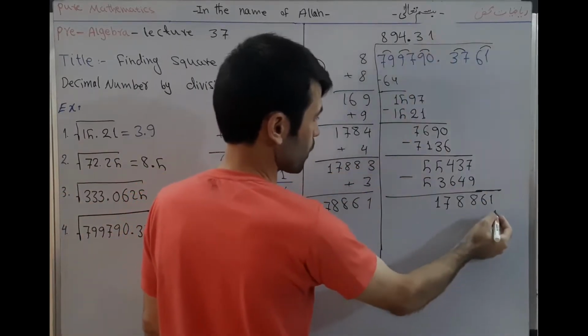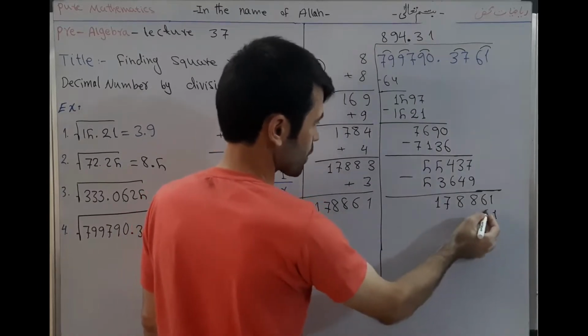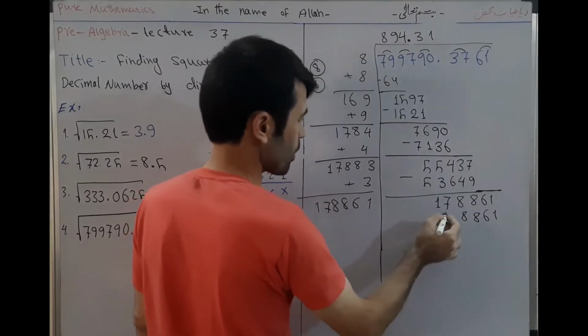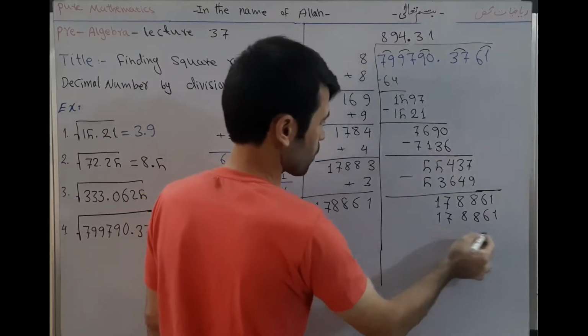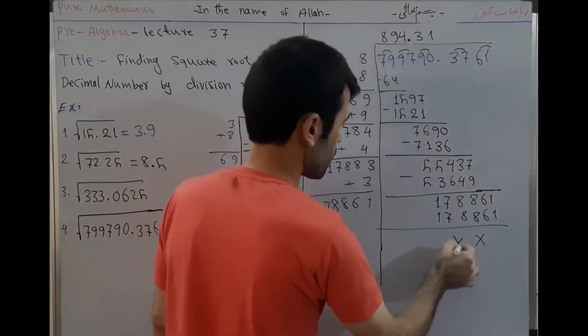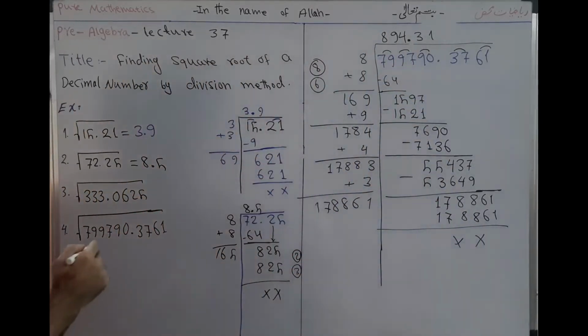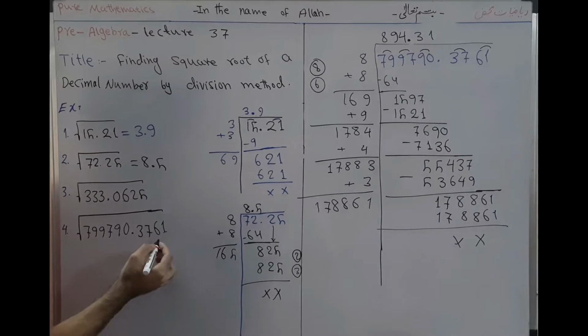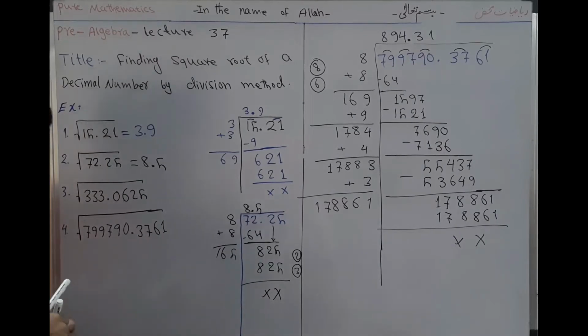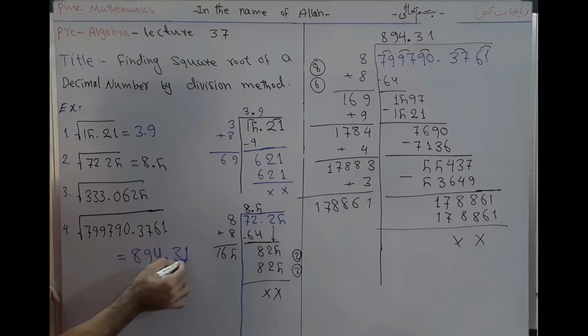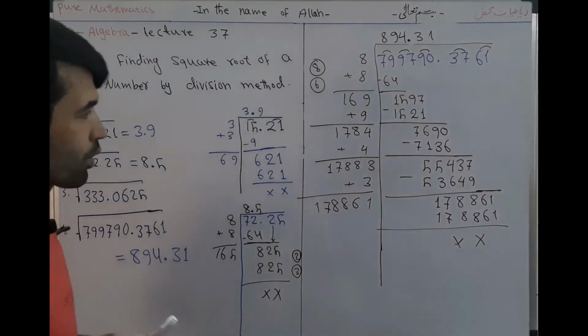1 multiplied by 1 is 1. 1 multiplied by 6 is 6. 1 multiplied by 8 is 8. 1 multiplied by 7 is 7. 1 multiplied by 1 is 1. Therefore, the answer is 894.31. The square root of this number is 894.31. It was the solution of this question.